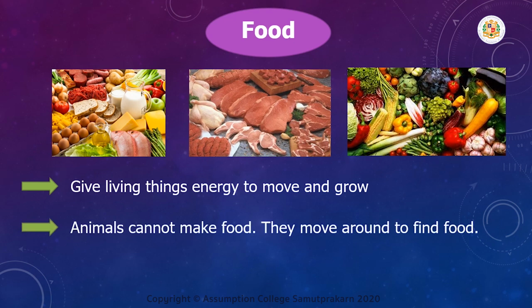And the food, of course, animals cannot make food. You are an animal, we are animals. We cannot make food by ourselves. Only one group of living things can make their own food, and that is plants. Plants can make their own food. But we are animals, we cannot make food. Of course, we have to move around to find food to eat.